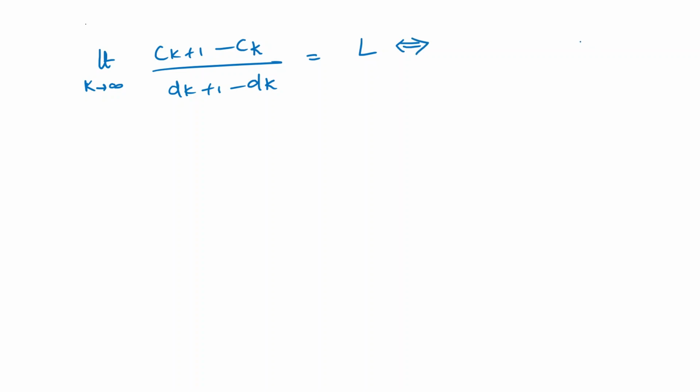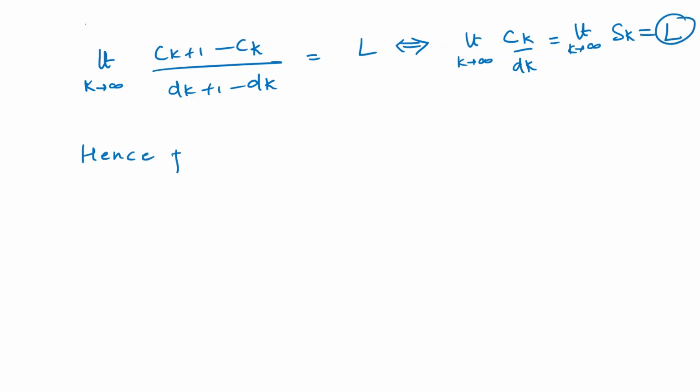What this gives us is that the limit as k tends to infinity of ck plus 1 minus ck divided by dk plus 1 minus dk is equal to L. So the limit of ck by dk, which is actually the limit of sk, is going to be L, which is exactly what we wanted to prove. So this is hence proved.